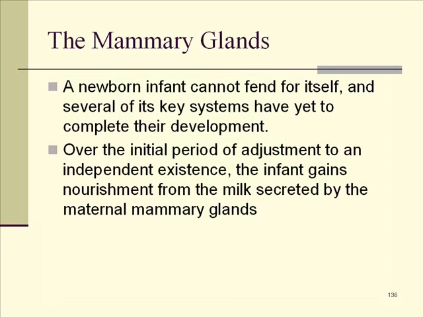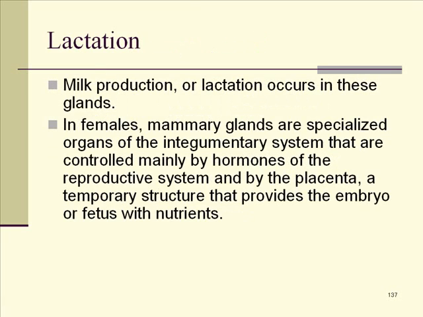The newborn infant cannot fend for itself, and so several key systems are yet to be completed during the development. Over the initial period of adjustment to an independent existence, the infant gains nourishment from milk secreted by the maternal mammary glands. Milk production, or lactation, occurs in these glands.